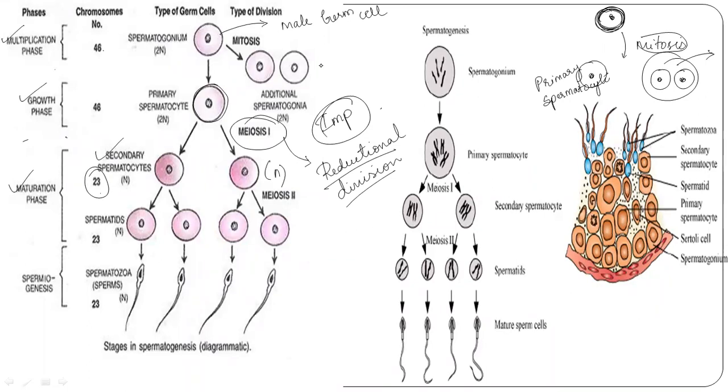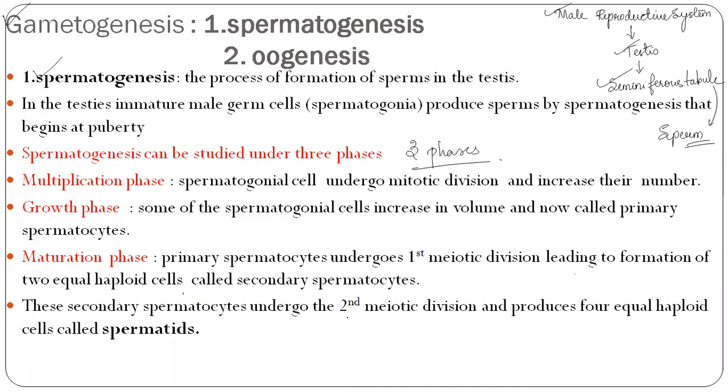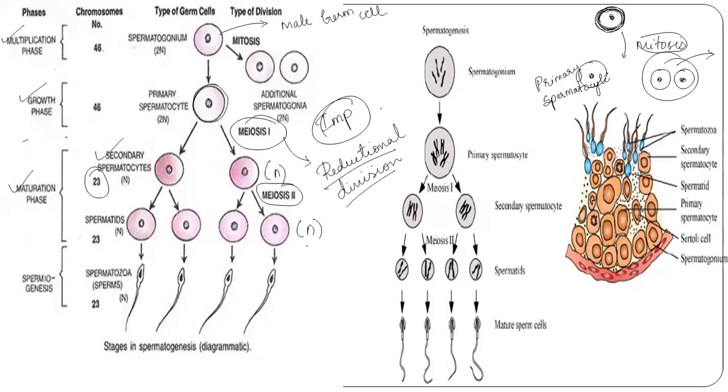Now this secondary spermatocyte further undergoes meiosis, and that is meiosis 2. Again a reductional division, and four haploid cells are formed. They are known as spermatids. The secondary spermatocyte undergoes the second meiotic division and produces four equal haploid cells called spermatids, which later transform into sperms by the spermiogenesis process.